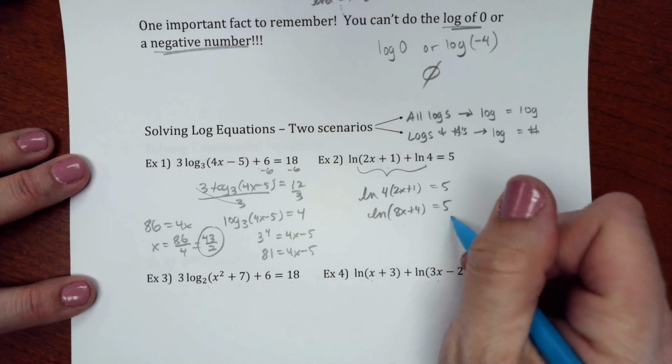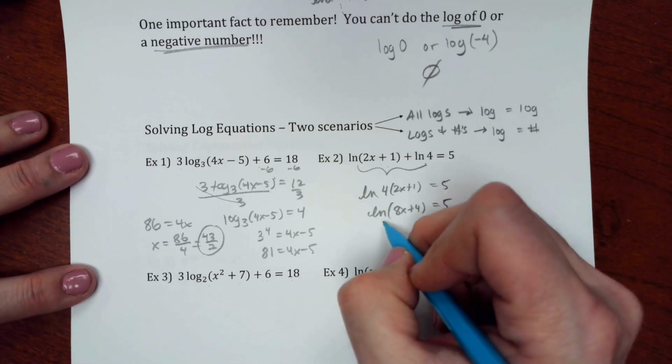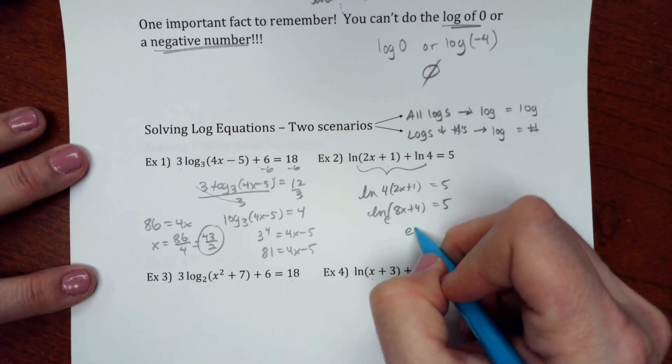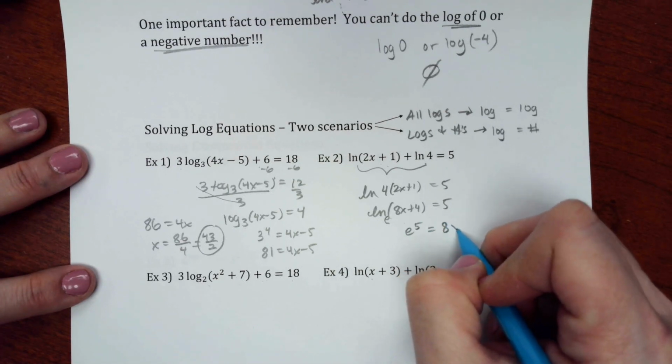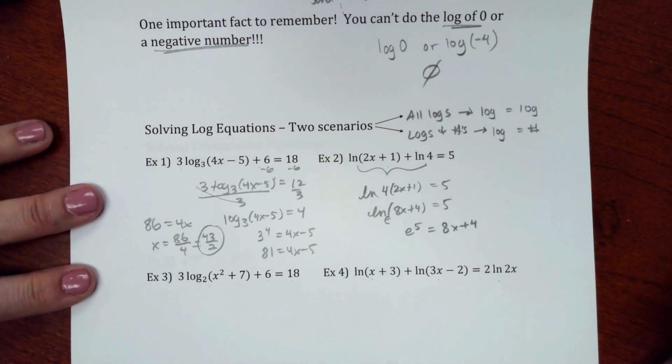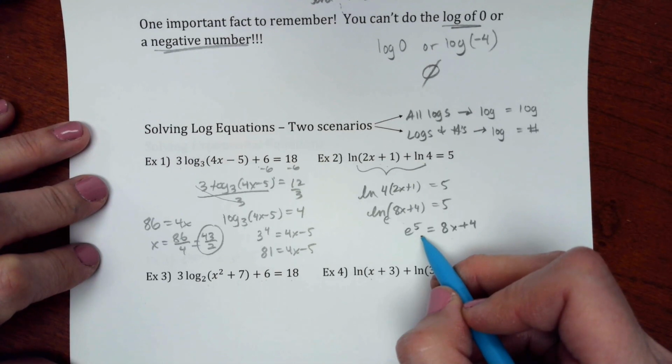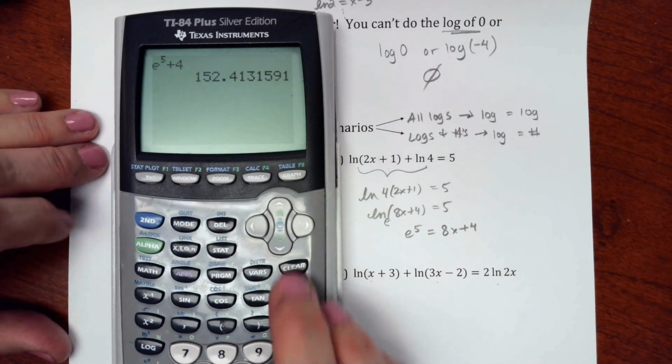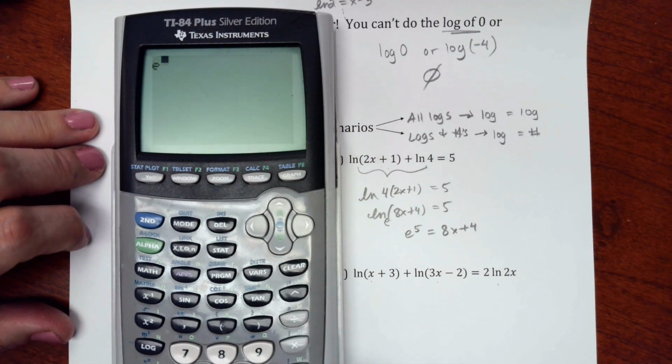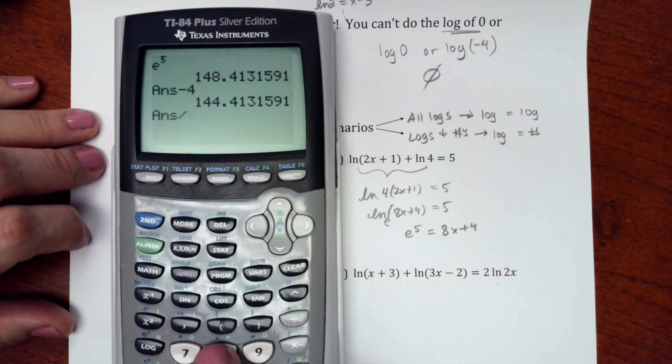Okay, so I have a log equal to a number. So let's do what we did here. Remember, this is base e. So e to the 5th is 8x plus 4. Now from here, I'm going to have to take away 4 and divide by 8. So I'm going to show you in the calculator. So I need e to the 5th. Okay. I'm going to have to take away 4 and then divide by 8.